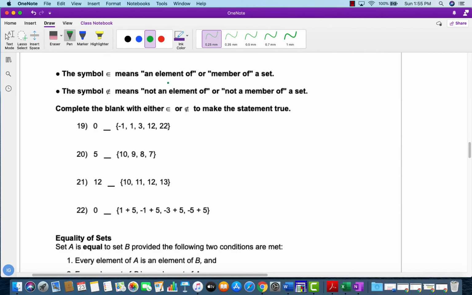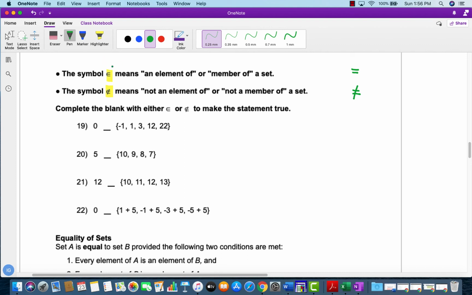It says the symbol, and I'll highlight the symbol, means an element of or a member of a set. The same symbol with the line through it means not an element of or not a member of the set. This is similar to the equal sign: this is equal to, but when you have a line through it, it means not equal to. So this is pretty much the same thing. This is an element of, not an element of. If it has a line through it, it's basically the opposite of what the symbol is.